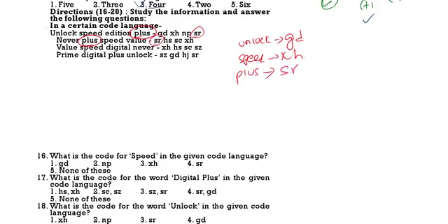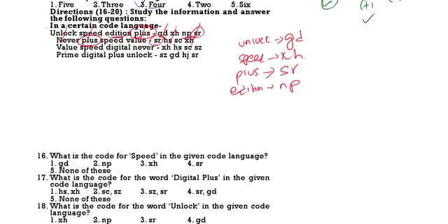So unlock means GD, speed means XH, and plus means SR. So unlock, speed, plus. Then what about addition? Addition means NP.